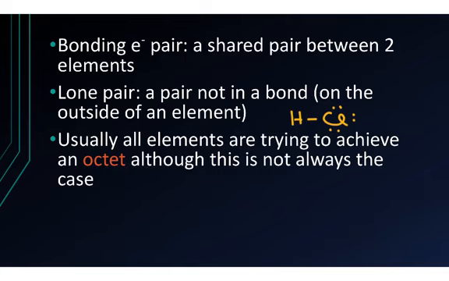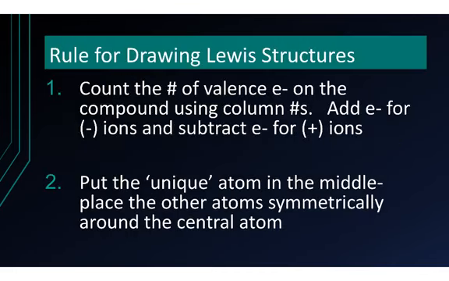There's actually one element, boron in particular, that likes less than an octet. We'll explore that more in grade 12. And then there's also elements that don't mind having more than an octet, where they'll have even more space for electrons. And again, that makes more sense in grade 12, although we sometimes see it in grade 11.